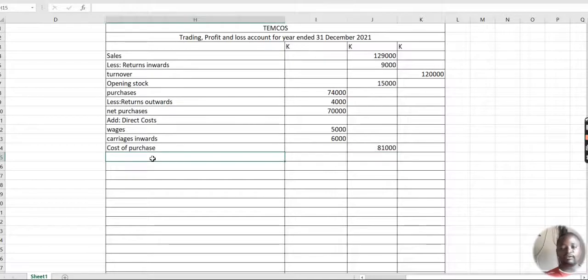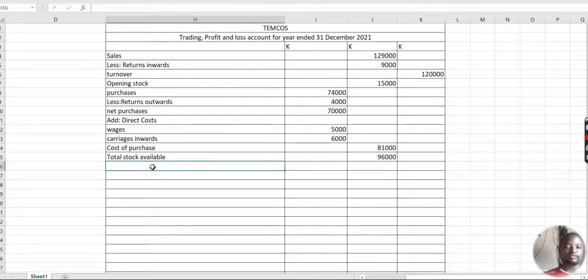From there, we are going to find what is known as the total stock available. Our total stock available, we are going to add opening stock and this. So it's giving us what? This plus this. It's giving us 96,000 as our total stock available.